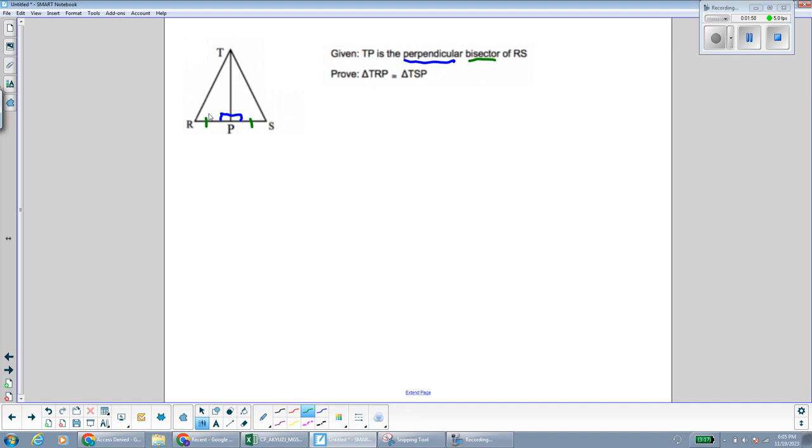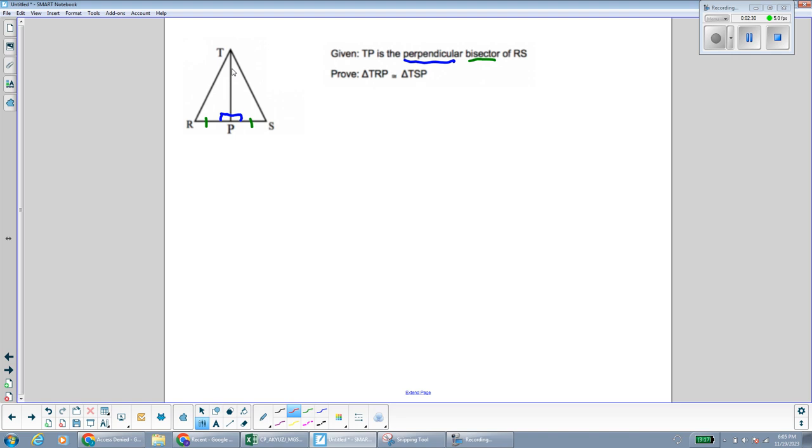TP also is bisecting RS, and that means that it's splitting segment RS into two congruent parts. So not only do we have the congruent angles from our right angles, we now have a congruent pair of sides. I see a shared side between the two triangles. We really like when we have a shared side, and by that I mean a side that's the same in this triangle and this triangle. TP is a side of triangle TRP, and it's also a side of triangle TSP. So it's shared between the two triangles. It's where they're touching.